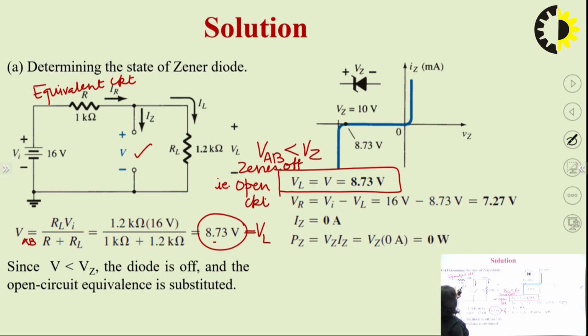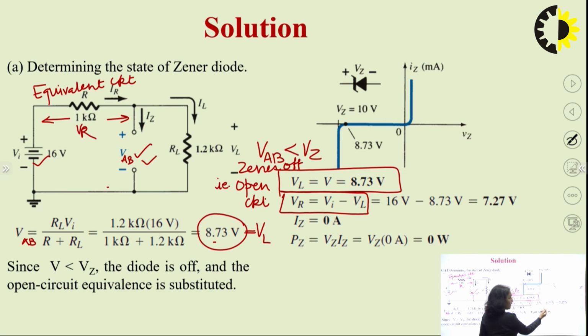Now we have to calculate the value of VR. VR is the voltage which is appearing across this resistance. So VR will be equal to VI minus VAB or VL. So this will be equal to 16 minus 8.73 volts. So the value comes out to be 8.27 volts.